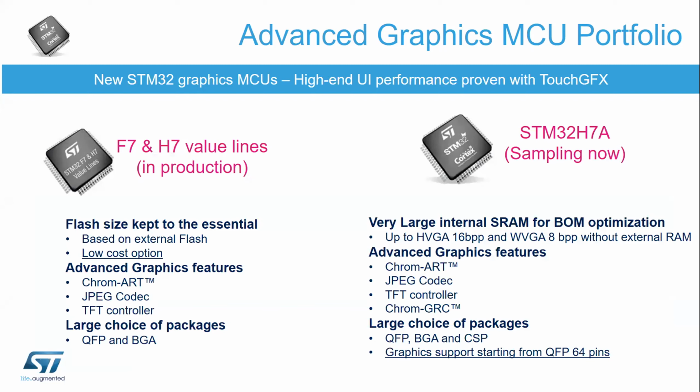Our new additions are the F7 and H7 value lines, which are new low-cost options, where the flash is kept to the essential so that you can still have boot flash. And these products, of course, contain all our accelerations, so Chromart, JPEG, and also come with a large choice of packages. And then recently, we are sampling a new product called the STM32 H7A, which comes with big SRAM, allowing to handle up to half VGA resolution without any external RAM, and in packages as small as QFP 64 pins.